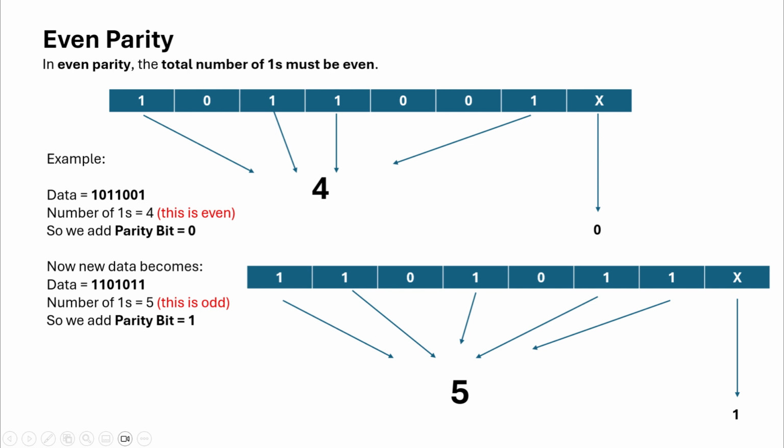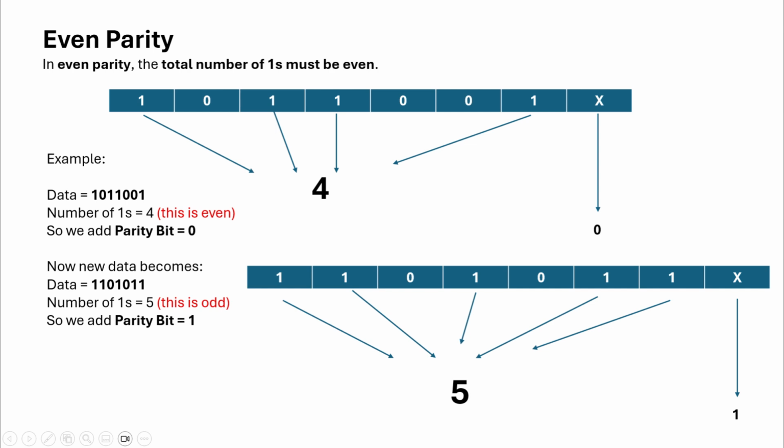Now let us compare odd parity and even parity side by side. This is very important. For the same data with 4 ones which is even, odd parity says add 1. Even parity says add 0. For data with 3 ones which is odd, odd parity says add 0. Even parity says add 1. See the pattern? They are exact opposites.